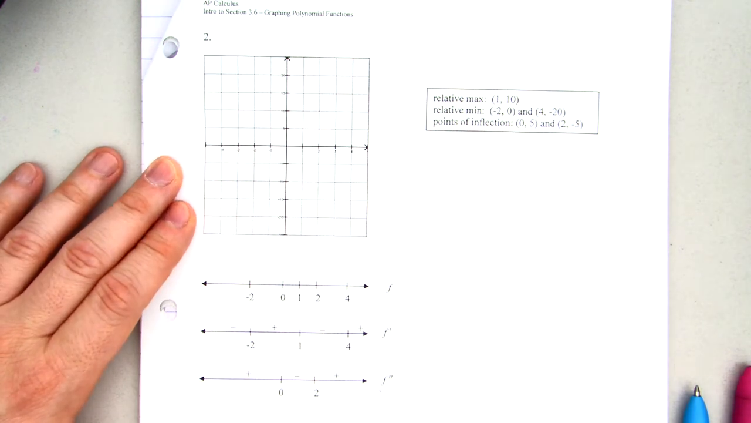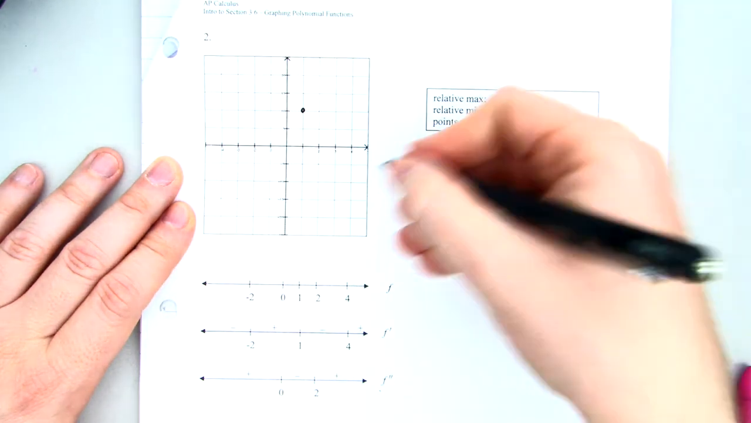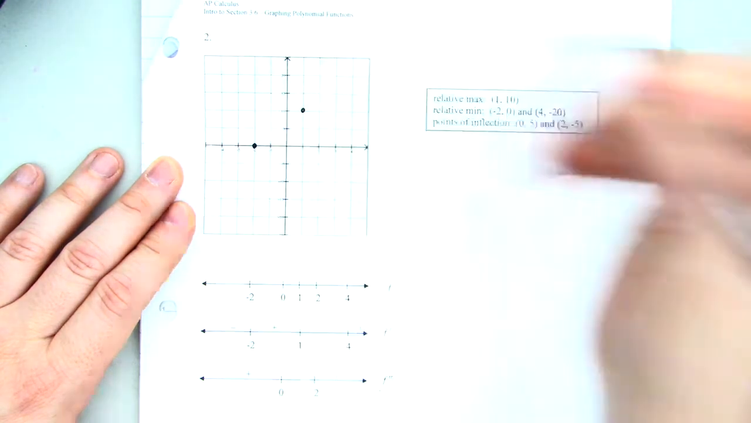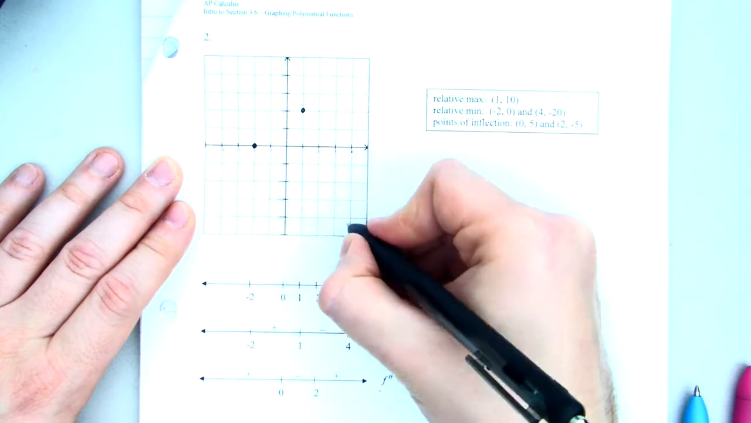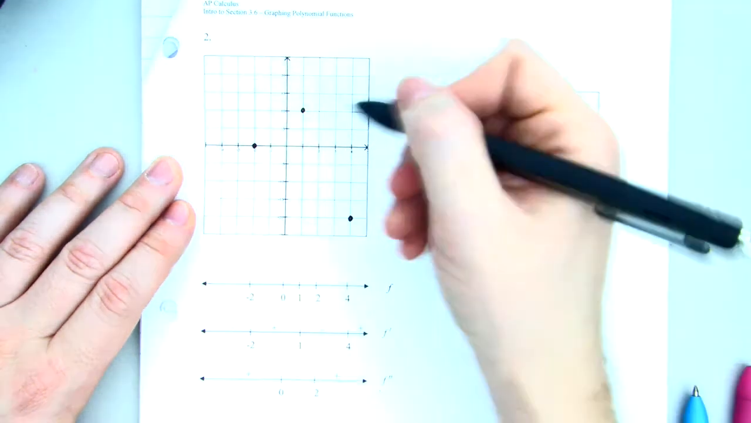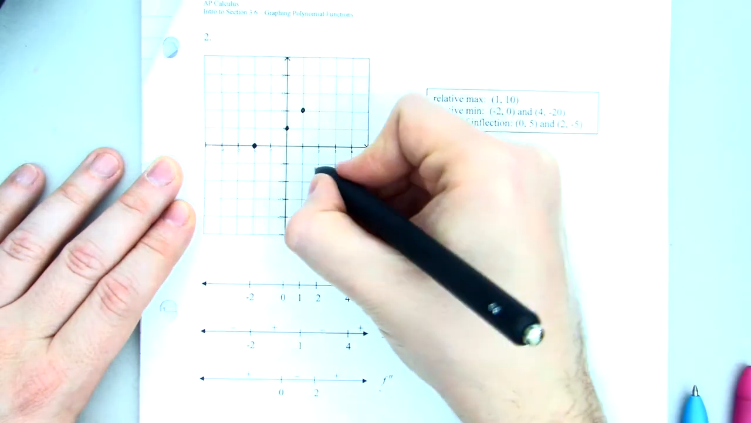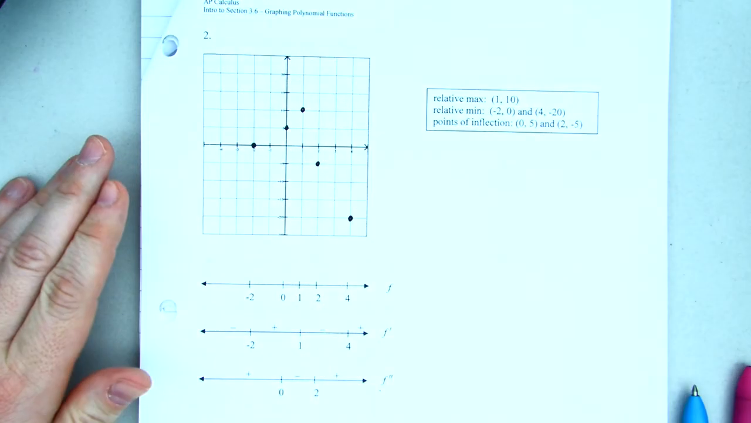Let's see, I want to point at 1, 10. I want to point at -2, 0. I want to point at 4, -20. I want to point at 0, 5. I want to point at 2, -5. I've got my points.